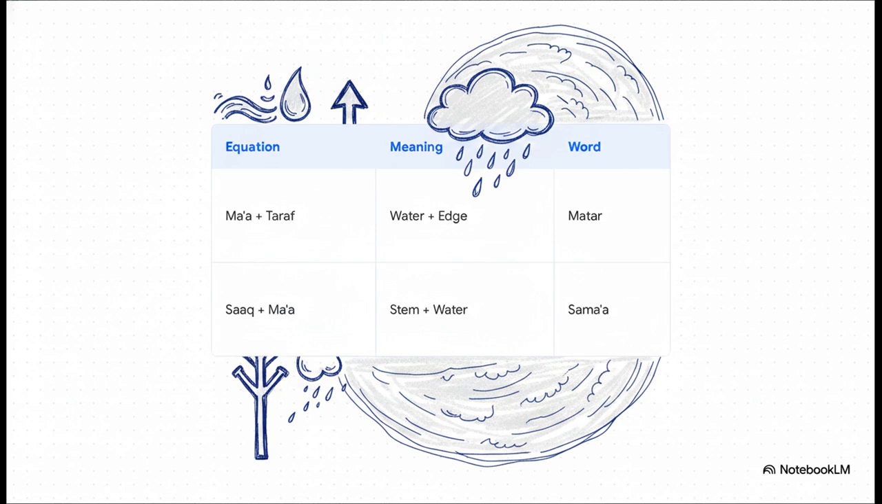We take sa from sa, meaning a vertical supporting stem, and we combine it with ma, water. Stem plus water equals sama, sky. The sky is understood as this symbolic space created by the vertical extension, the stem, holding up that ascending water.